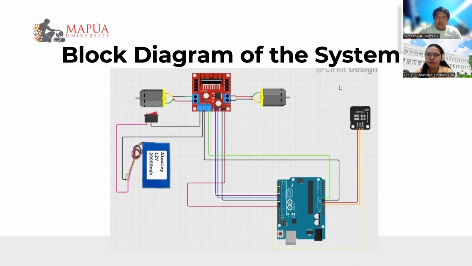So here is the block diagram of our system with the help of circuit design. This is where we place our designs. Like here, the Arduino, this black module here which is for our remote controller, our DC motors, and also the circuit that can control the DC motors, and not to mention our battery, since it's our main power source.